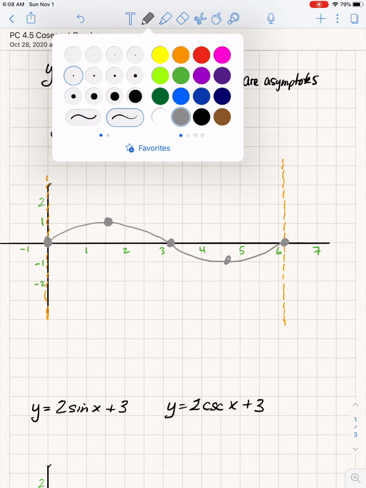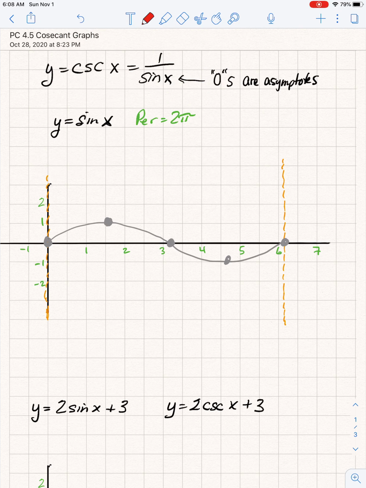Now, if cosecant is 1 over sine, let me change up our colors a little bit. The zeros of the sine become the asymptotes I need to show you the cosecant graph. So at 0, still an asymptote. I'm just changing colors so you remember. It's because I'm marking them at the zeros of your sine graph. Then we have one more right here in the middle at 3.14.